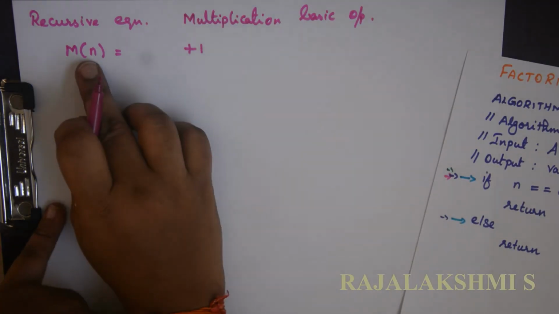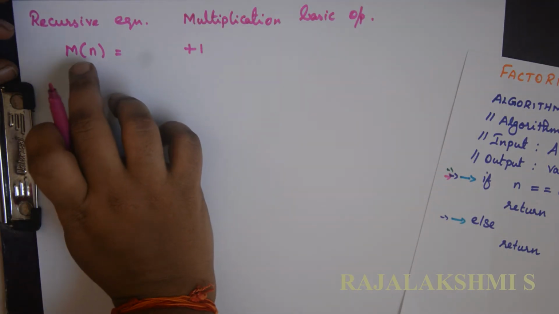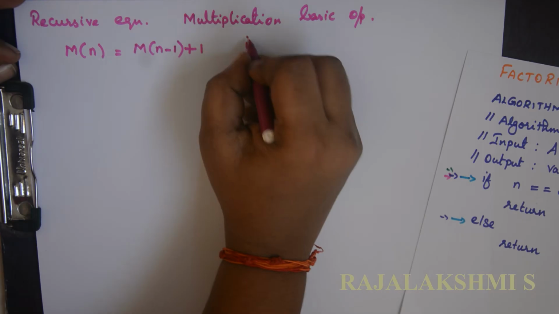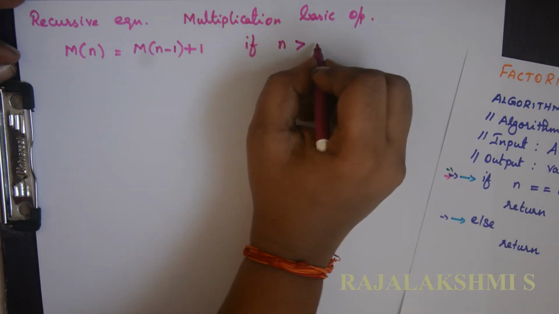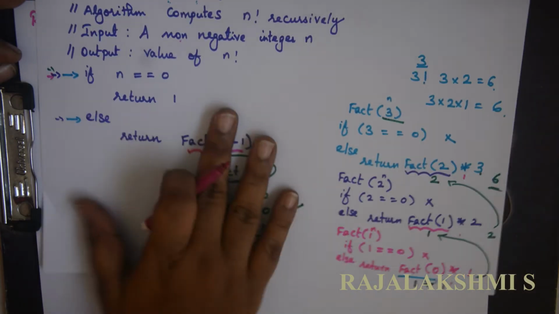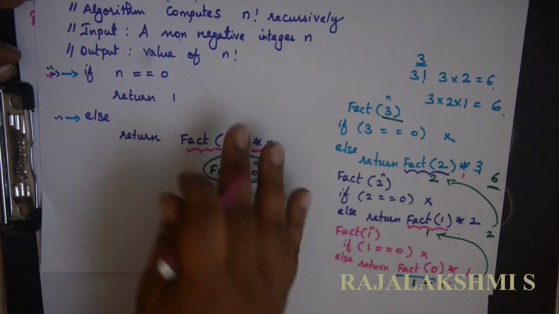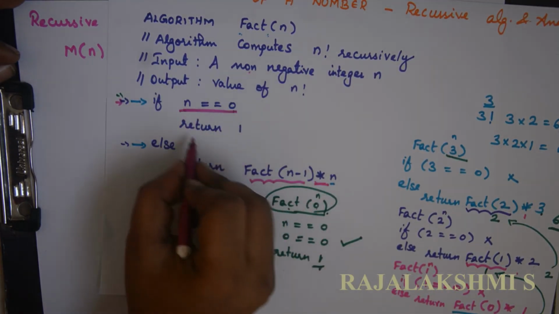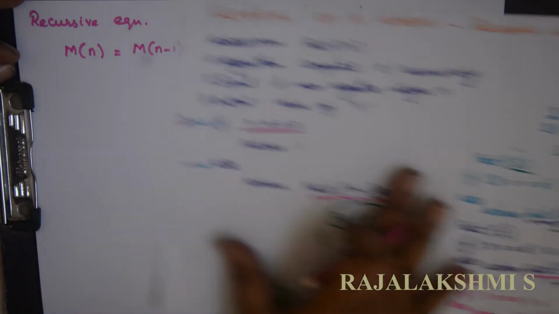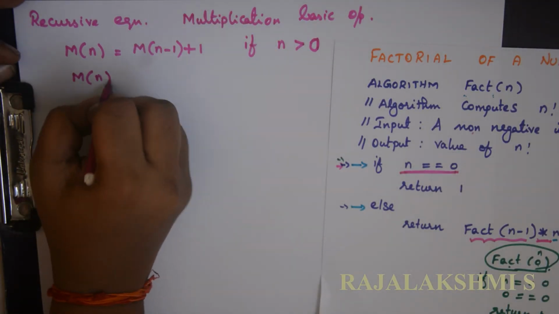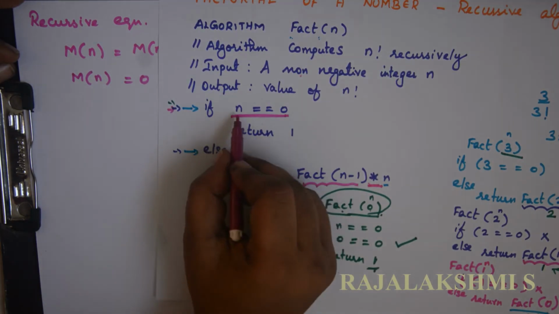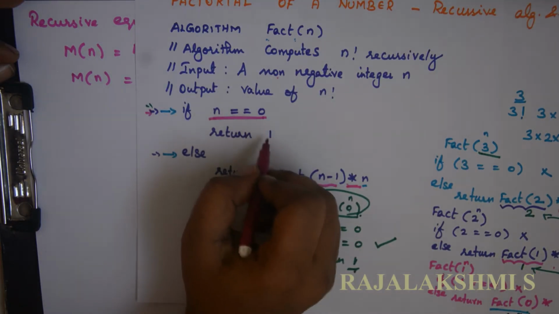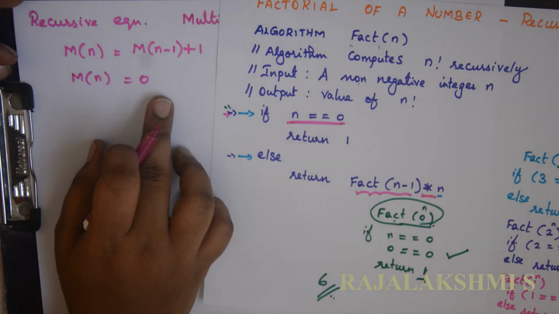So if we want to solve M(n), the time required to do M(n) multiplications depends on M(n-1). This is if n is greater than 0. When n is equal to 0, we are not performing any multiplications here, so M(n) is equal to 0.